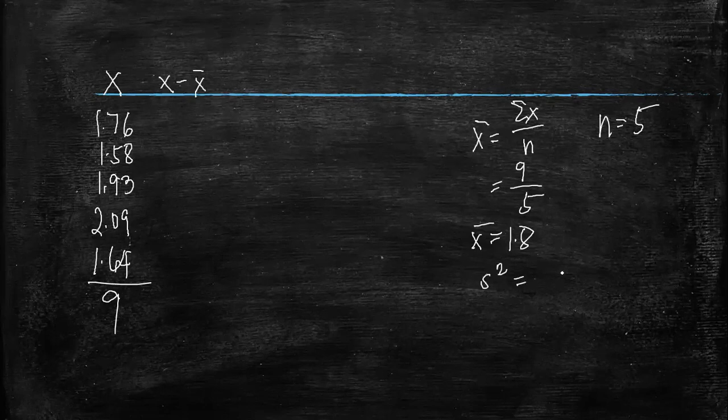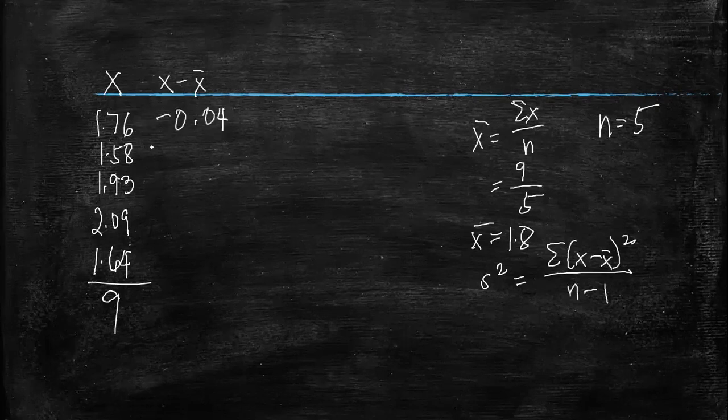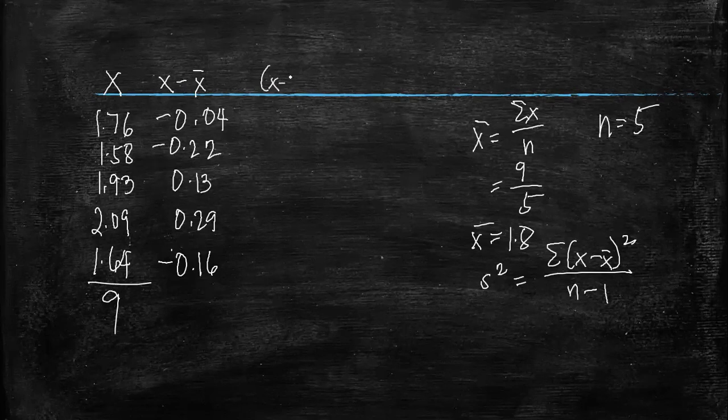Ang variance natin is s squared is equal to the summation of x minus x bar squared over n minus 1. Dahil sample, kailangan ng minus 1 ang ating denominator. So x minus x bar, so we have 1.76 minus 1.8, that would be negative 0.04. Negative 0.22, 0.13, 0.29, and negative 0.16. And then squared po natin yan sila.